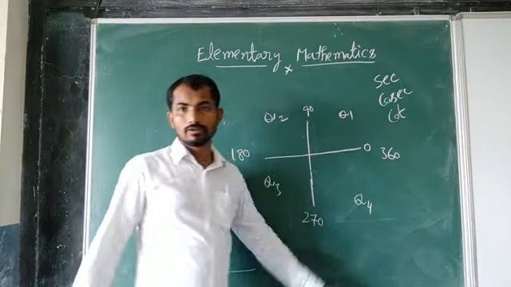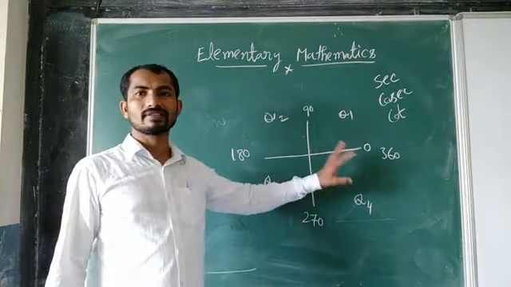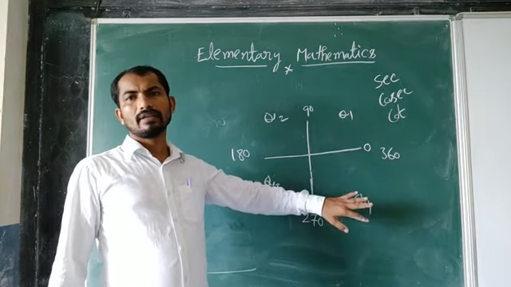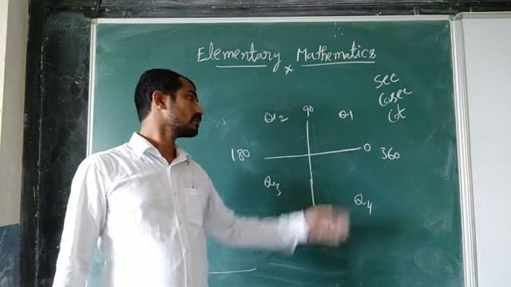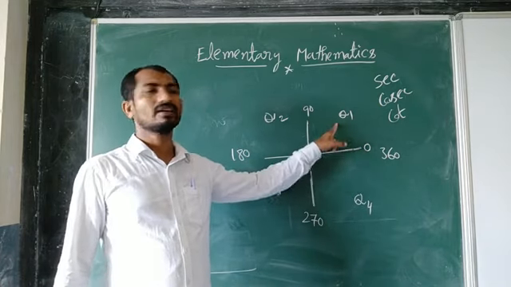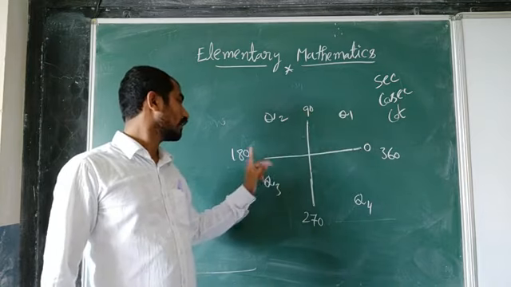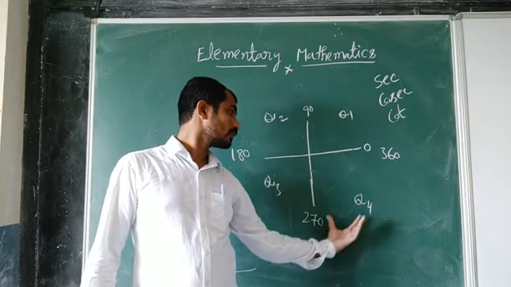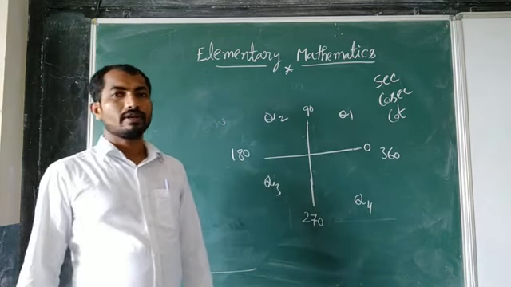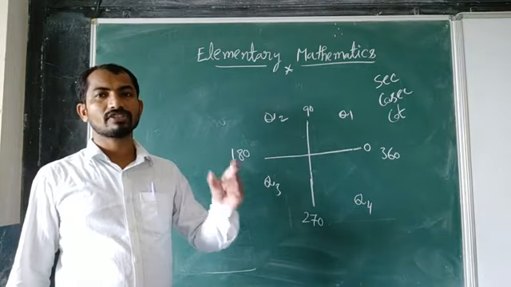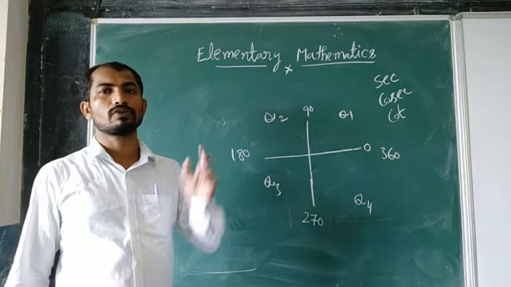I have already explained this concept in previous classes, but I am repeating it one more time. The plane is divided into four quadrants Q1, Q2, Q3, Q4. The first quadrant angle is 0 to 90, the second is 90 to 180, the third is 180 to 270, and the fourth is 270 to 360. And I told you one trick to remember in which quadrant which functions are positive and which are negative.